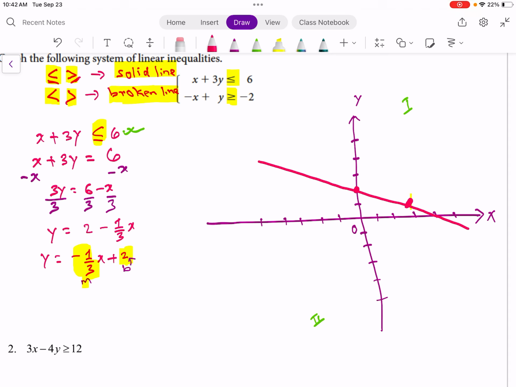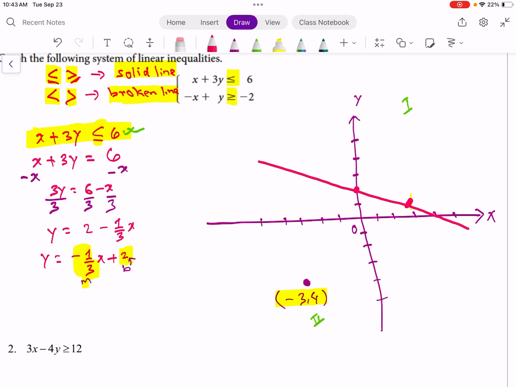So negative 3, 4. Okay, let's see where is that negative 3, 4. So negative 3, 1, 2, 3, 4. Okay, so we pick this point, negative 3, 4. But you can pick any point above the line, below the line, but make sure do not pick a point on the line. Now, once we pick this point, we have to check whether this point is a solution for this inequality or not.